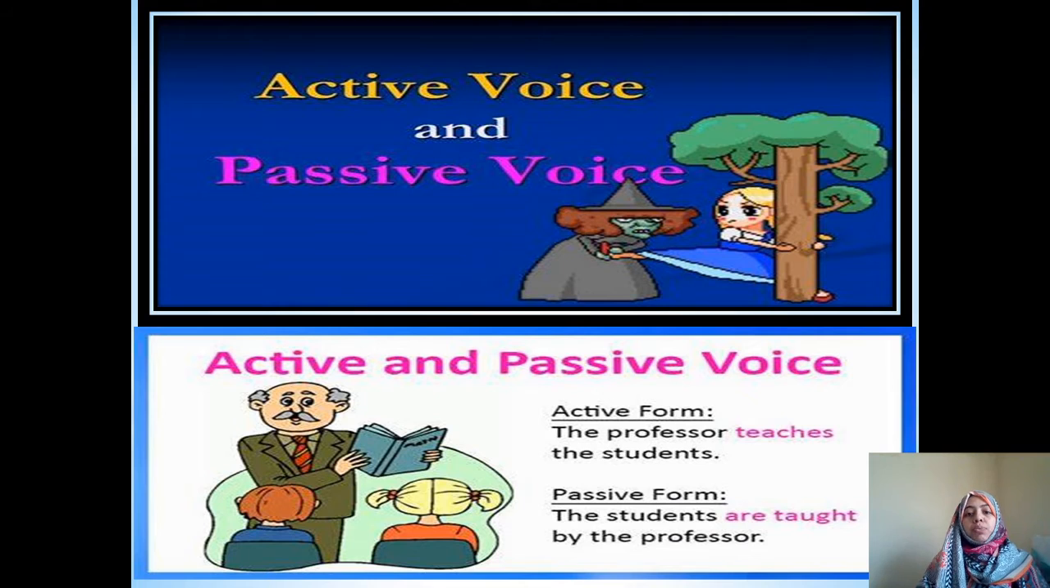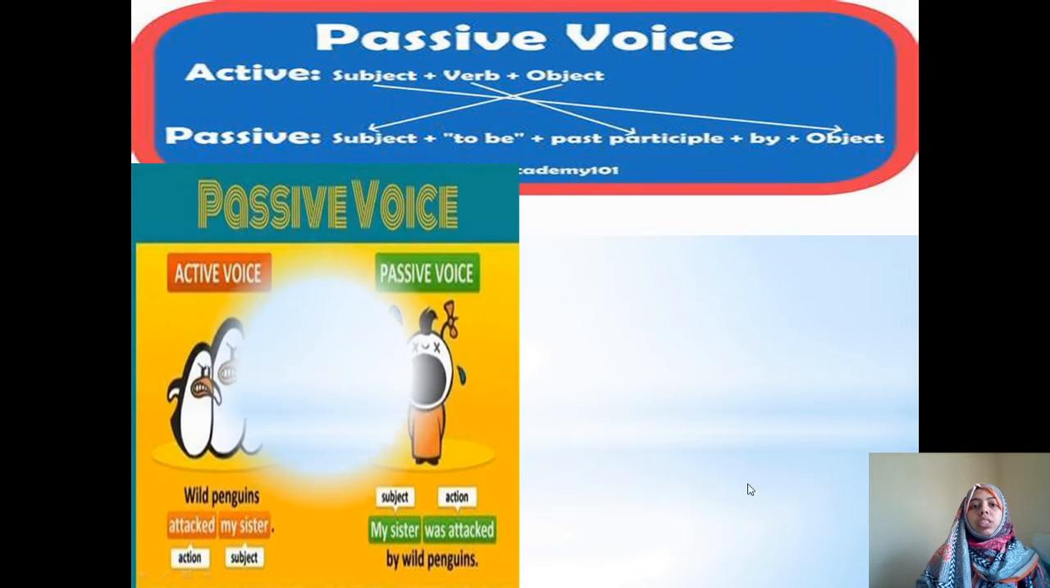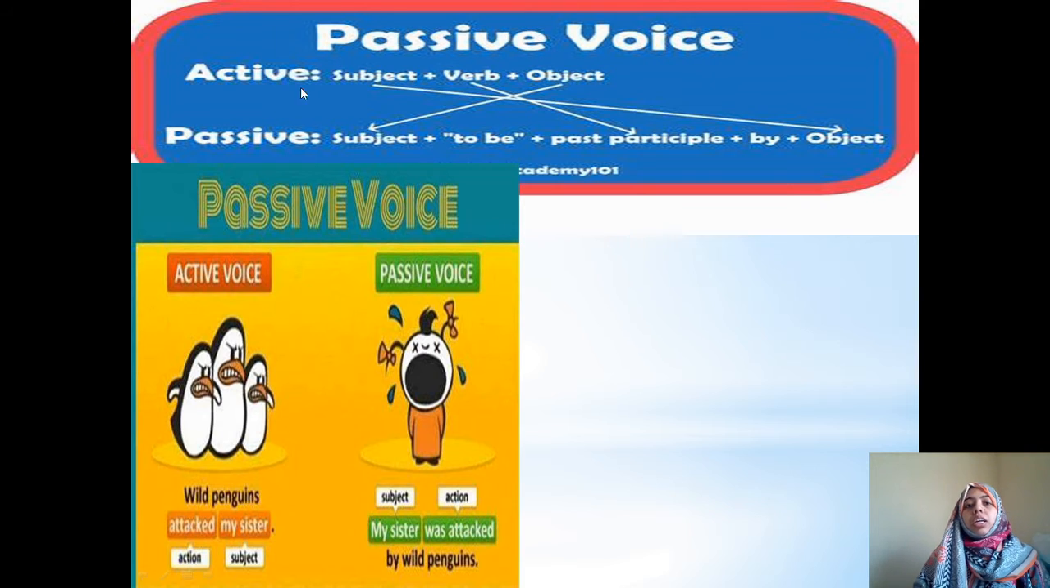First of all, we start with the example. The example is active form. The professor teaches the student. Now we change it into passive voice. The students are taught by the professor. Now this is the diagram of passive voice. Active: subject, verb and object. There are three categories in the sentence. Now when we change it into passive voice, the object comes into the subject position and the subject comes into the object position.